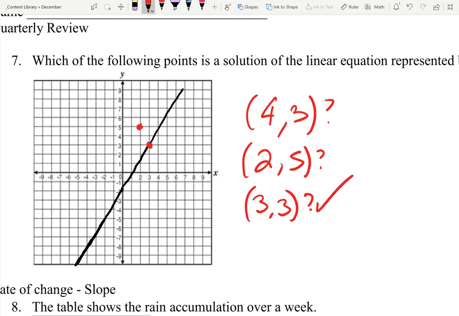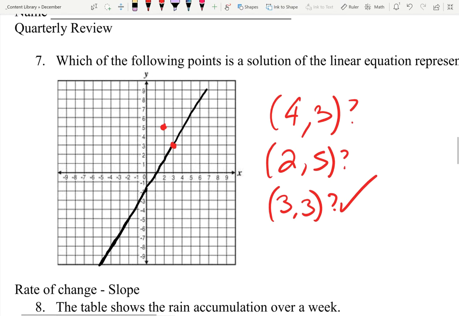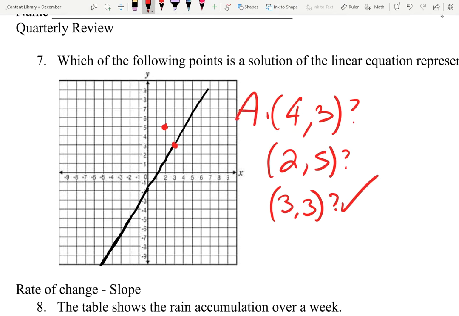It works. So when you're asked a question like that, which of the following points is the solution for the graph? Basically, all you're looking for is what points are on the graph. So if this was a multiple choice question, A, B, C, whatever, right? You're essentially just looking for which one of the points is actually on the line. There's a lot of points on the line. 6, 8 is another point on the line. So just go through your answer choices, see which points end up being on that line.